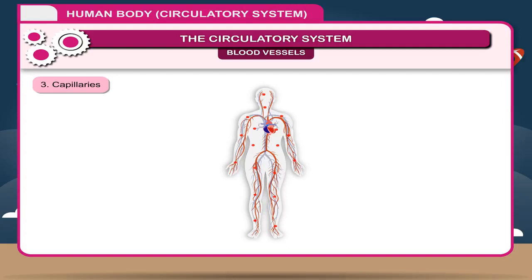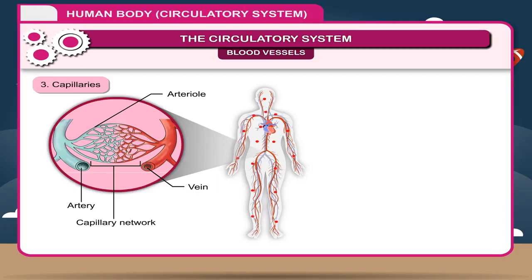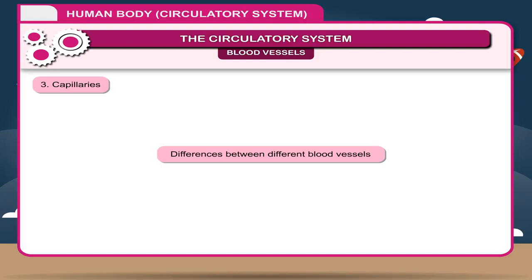3. Capillaries. The arteries are converted into fine tubules, which are called arterioles, and finally into capillaries, which form a network. They are the tiny link between the arteries and the veins where oxygen and nutrients diffuse into the blood tissues. Differences between different blood vessels.